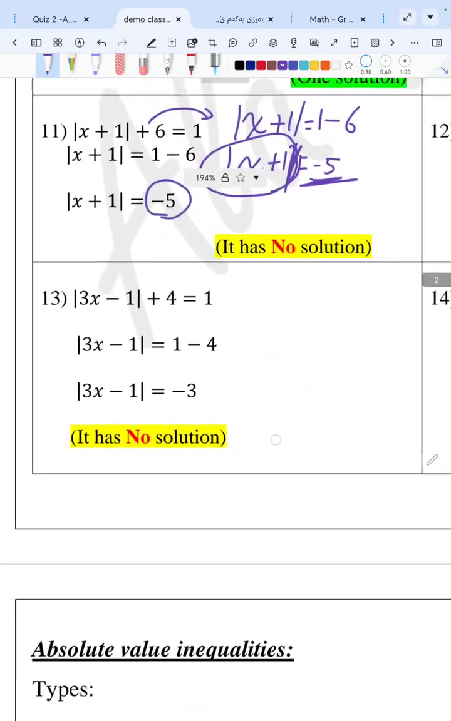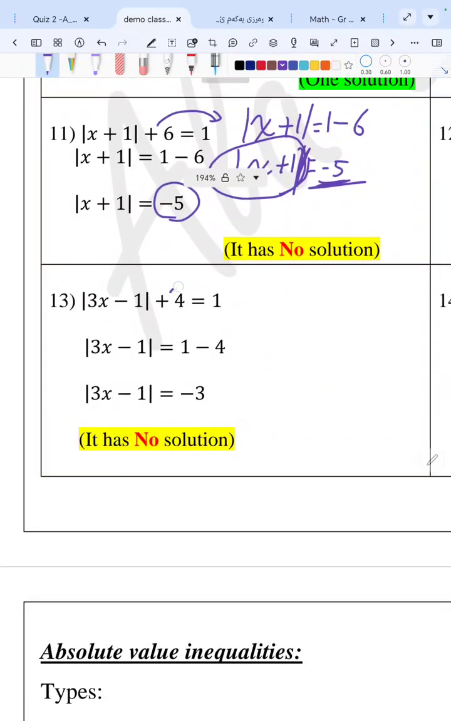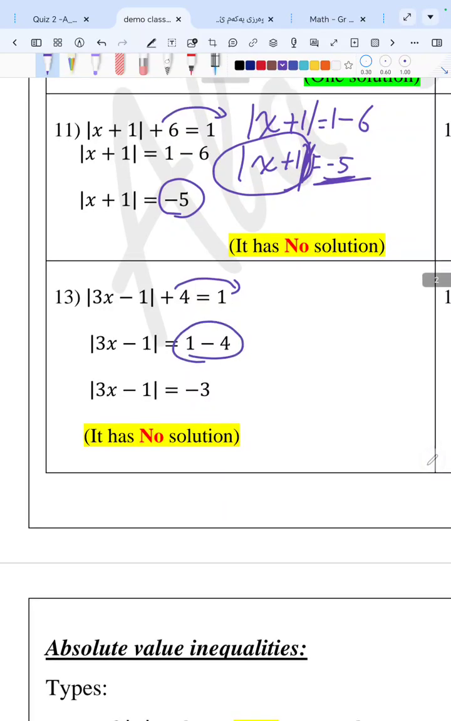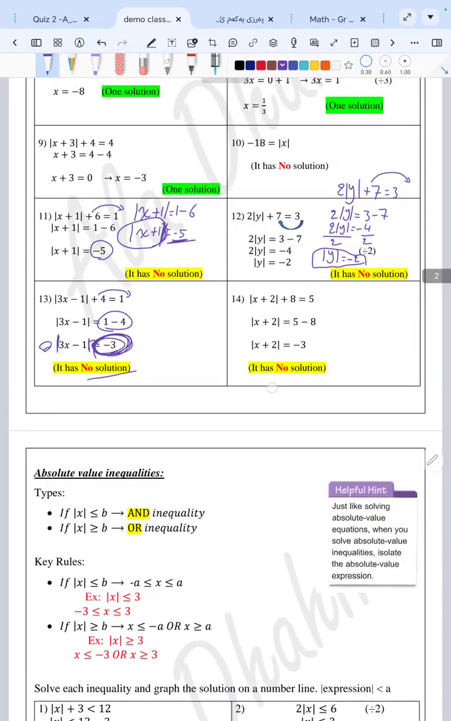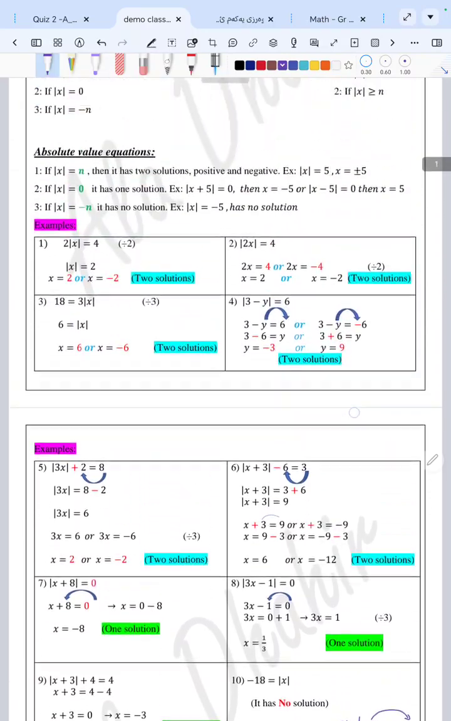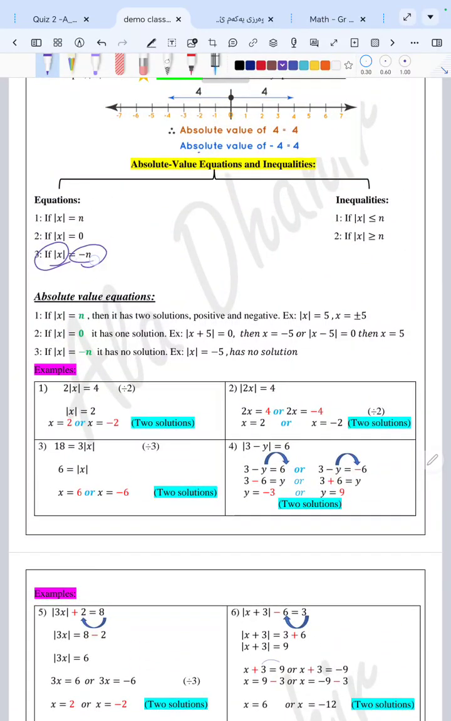Okay. Another example. Again, move 4 to the other side. It will be 1 minus 4. Now, is there any number next to the absolute value here and here? No. So it equals a negative number. Directly you can decide it. It has no solution. Now even in this case, move 8 to the other side. It will be 5 minus 8. 5 minus 8 equals negative 3. As I told you, when the absolute value equals a negative number, it has no solution.